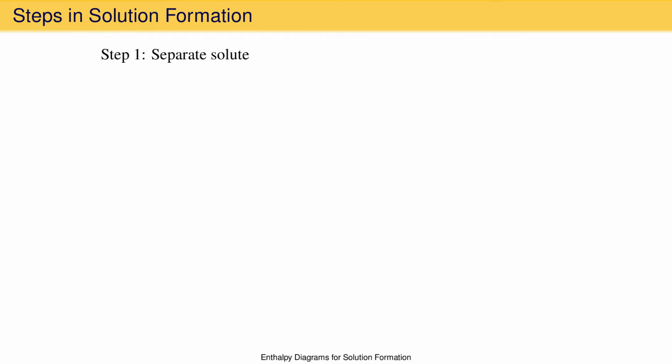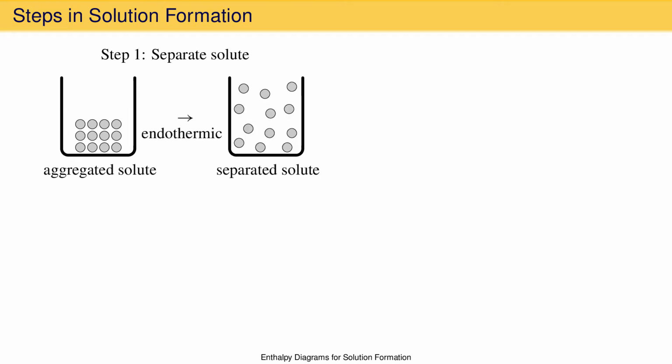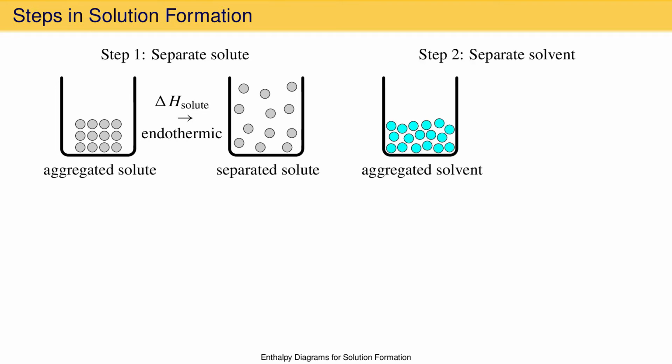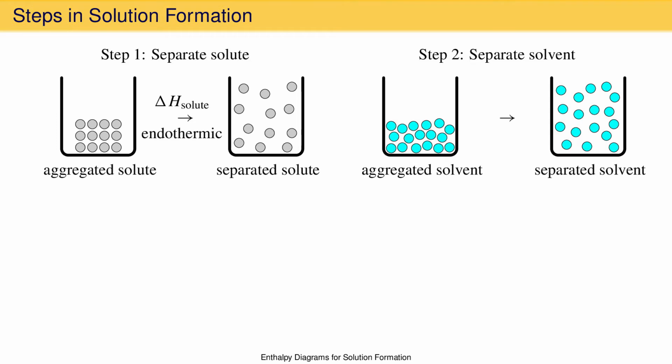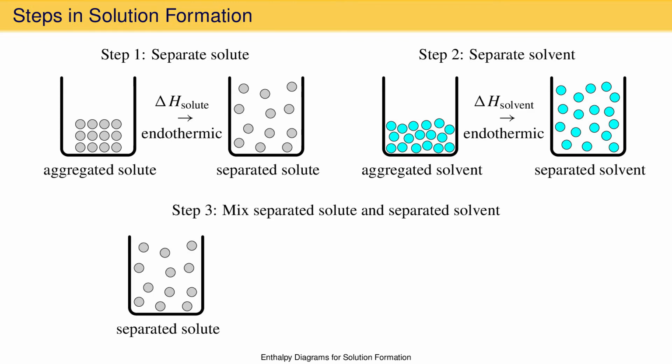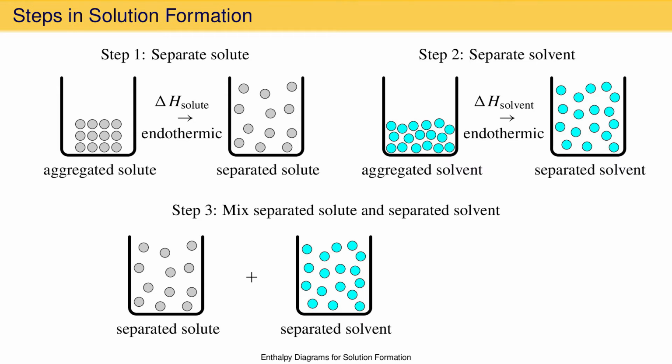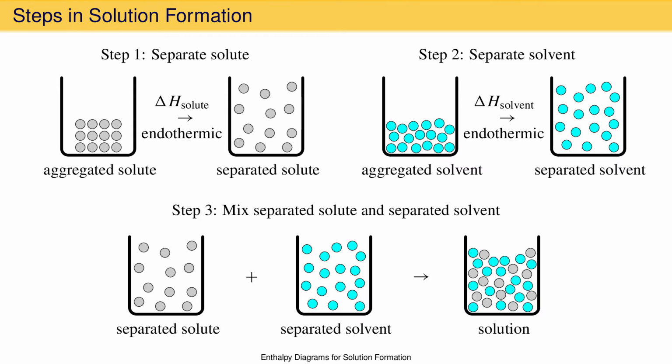In the first of those 3 steps, aggregated solute particles are separated. This is always an endothermic process, and the enthalpy change for this step is given the symbol delta H sub solute. In the second step, aggregated solvent particles are separated from each other. This is always an endothermic process, and the enthalpy change for this step is given the symbol delta H solvent. In the third step, separated solute particles are combined with separated solvent particles to form the solution. The enthalpy change for this step is always exothermic, and the symbol for the enthalpy change is delta H mix.